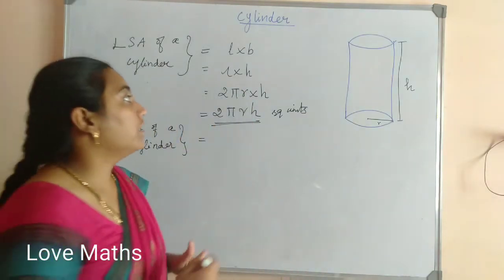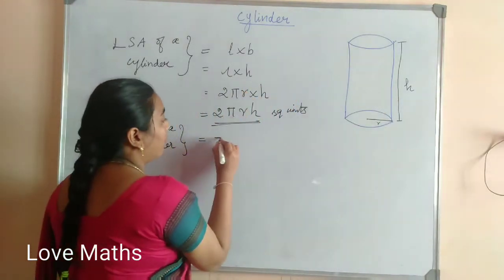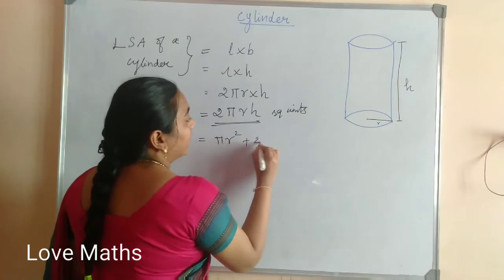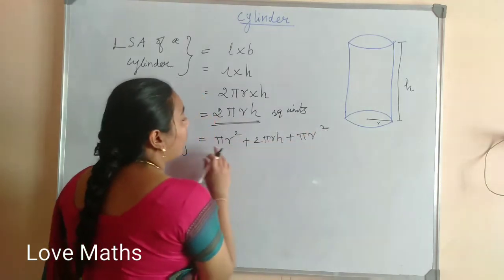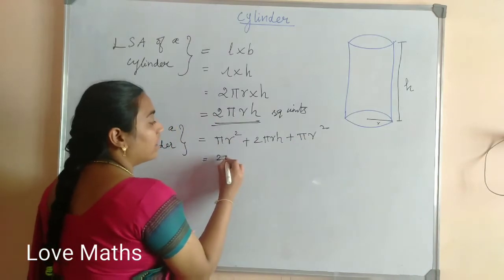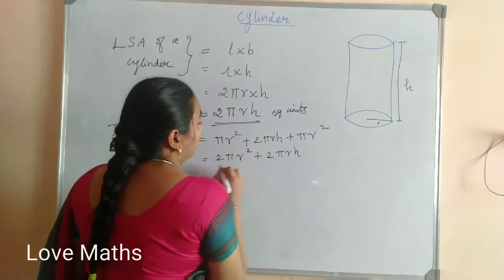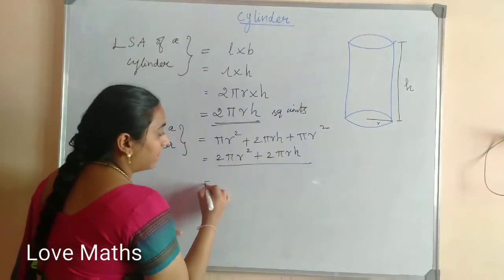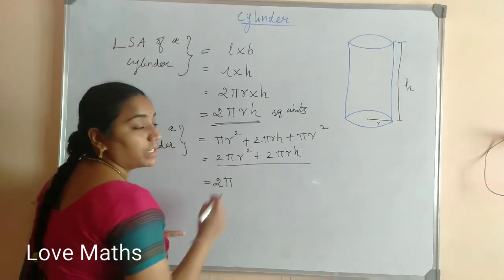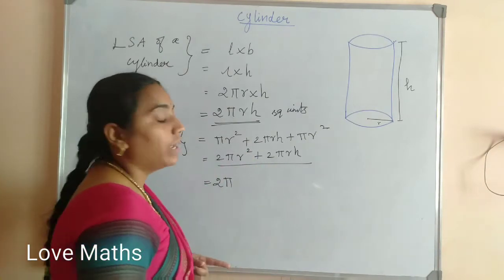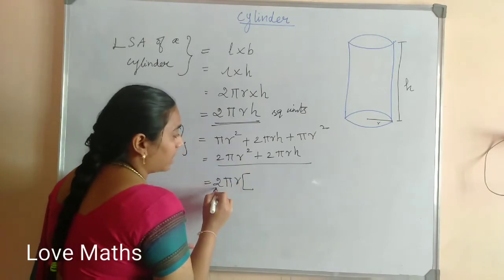Okay. So in this one, the center will be 2 pi r h. Top is 1 pi r square, plus center is 2 pi r h, plus bottom is 1 pi r square. 1 pi r square plus 1 pi r square is 2 pi r square, plus 2 pi r h. In these two terms, what is common? 2 is common. Pi is also common. Here r squared means r into r. So r is also common. So what will be remaining? 2 I am taking outside.